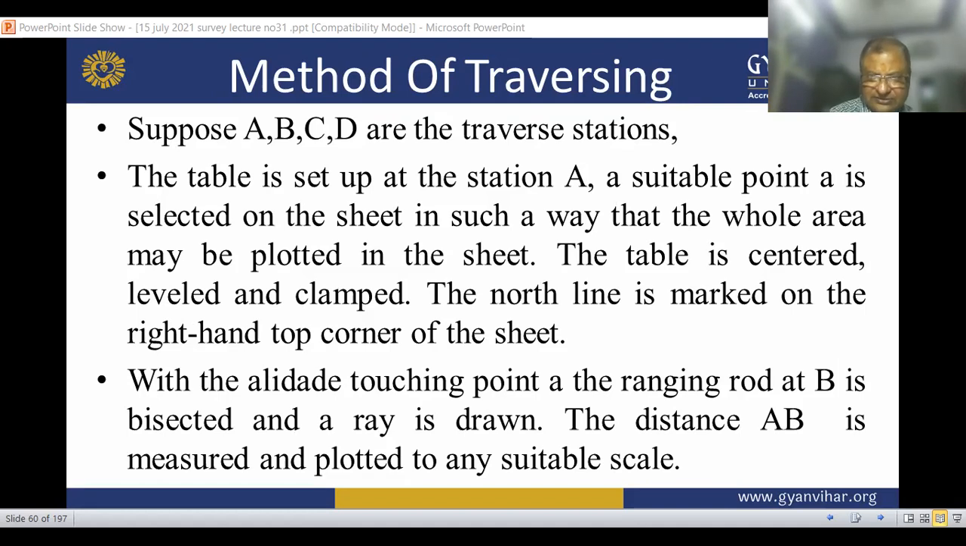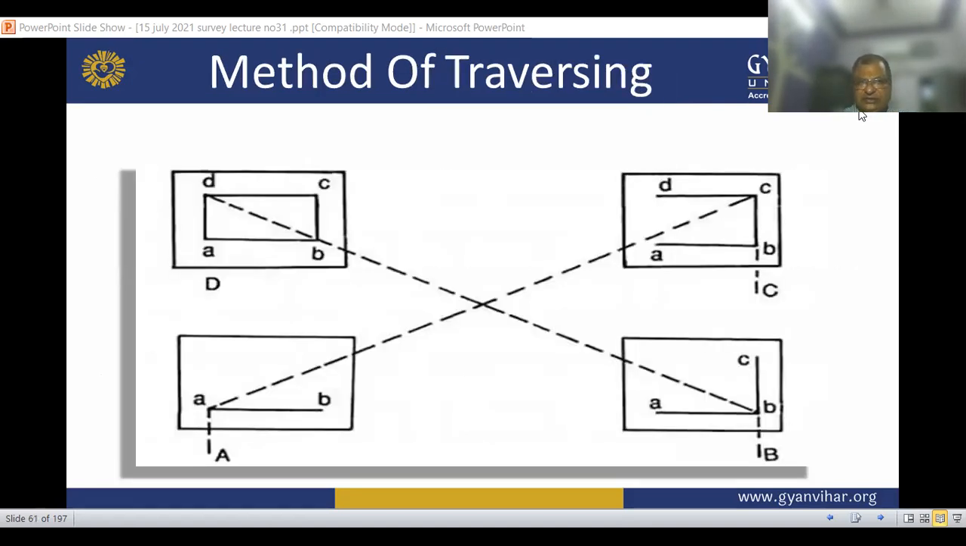The table is centered, leveled and clamped. The north line is marked on the right hand top corner of the sheet. With the alidade touching point a, the ranging rod at B is bisected and a ray is drawn. The distance AB is measured and plotted to any suitable scale. This is the method of traversing.